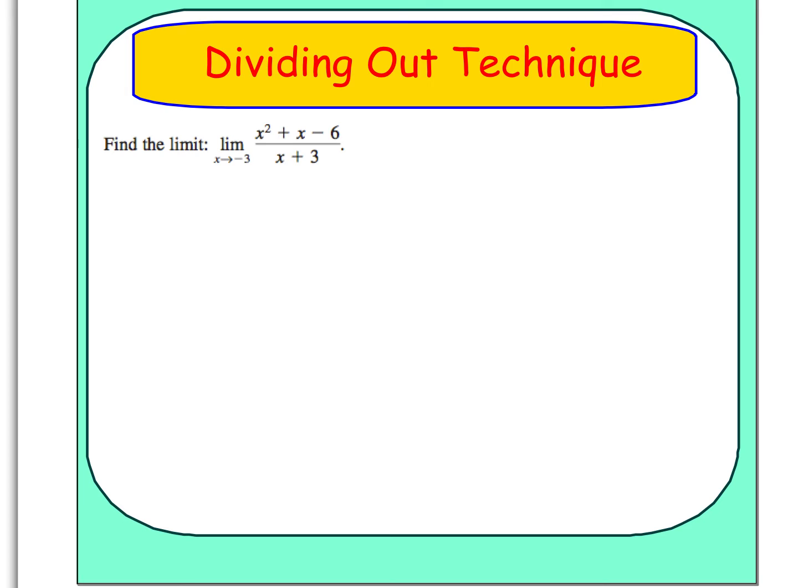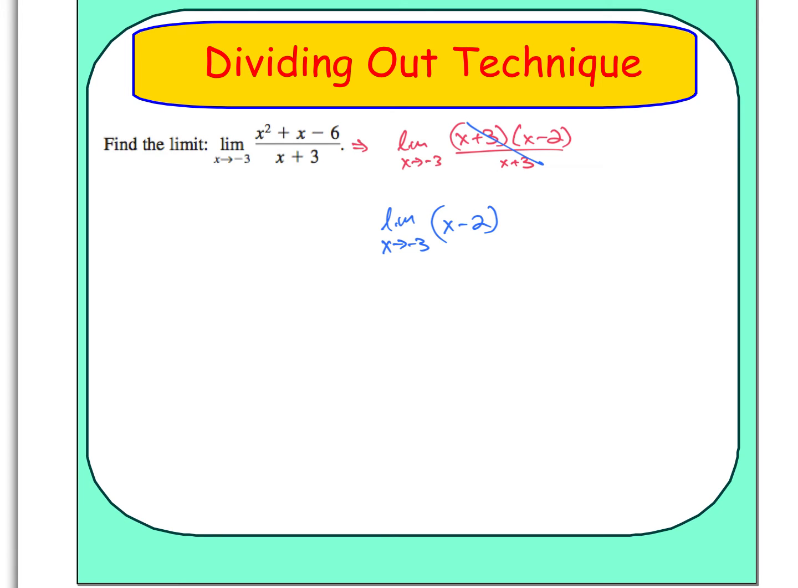All right. Could it be a jump discontinuity? It could. However, this one's not. So what are we going to do to the top now, TJ? Are you sure about that? We're going to factor it up to x plus 3 times x minus 2. So now we say it's x plus 3 times x minus 2 over x plus 3. So what cancels? x plus 3 is canceled. So now I end up having the limit as x approaches negative 3 of x minus 2.